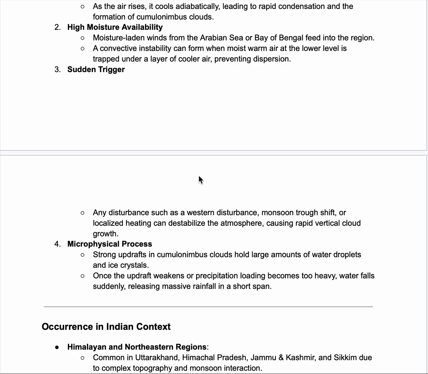And then the fourth important factor is microphysical process. So strong updraft and cumulonimbus cloud hold a large amount of water droplets and ice crystals. Once the updraft weakens or precipitation loading becomes too heavy, water falls suddenly, releasing massive rainfall in a short span.